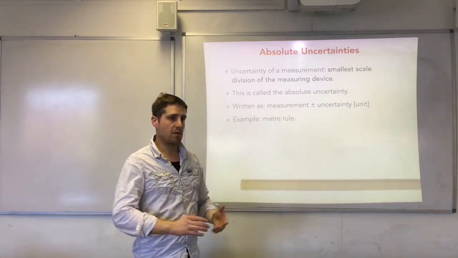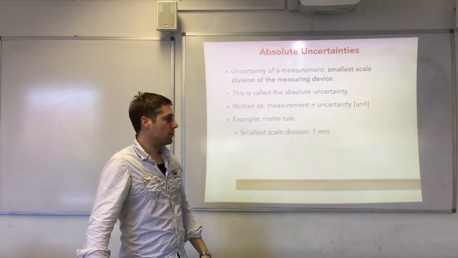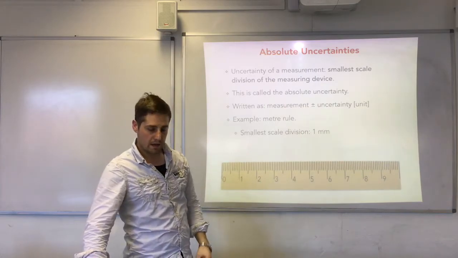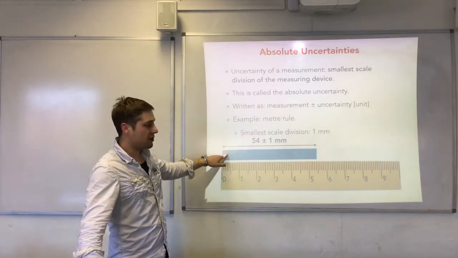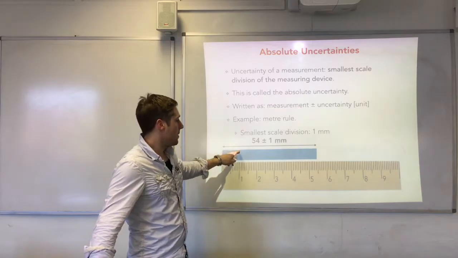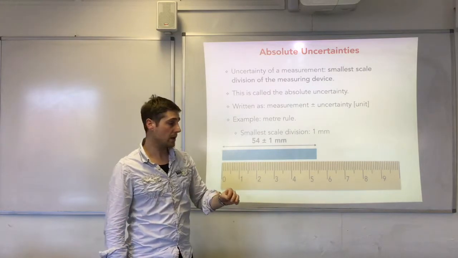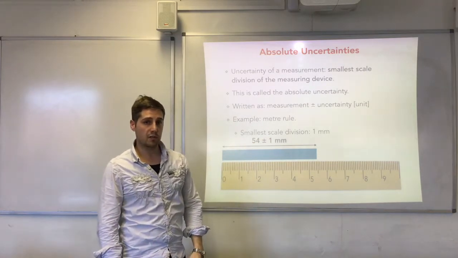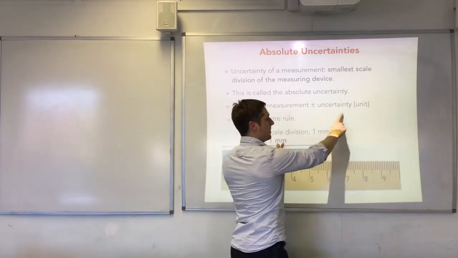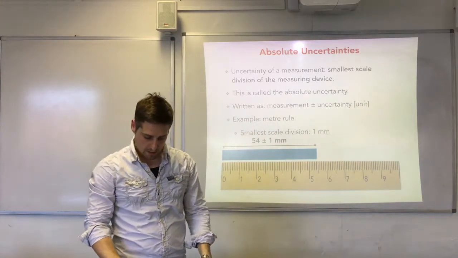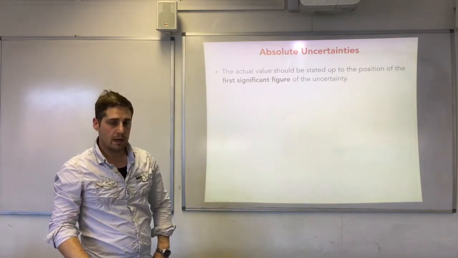So take the most obvious example, a meter rule. If you look up close at the meter rule, then the smallest scale division on there is 1 millimeter. So that's going to be my uncertainty. If I measure this blue rectangle here, then this would be 54 plus or minus 1 millimeter. It's 54 millimeters long according to the ruler, and the smallest scale division is 1 millimeter. So I've got my measurement, uncertainty, and then the unit there. That's not the only way that you could write that, but we'll look at some more examples in this slide here.